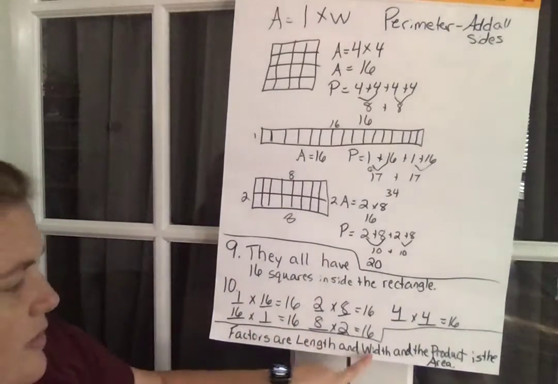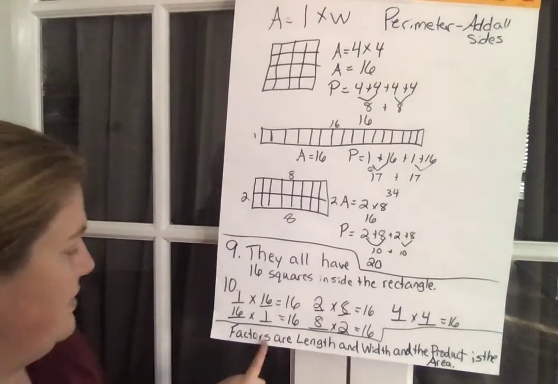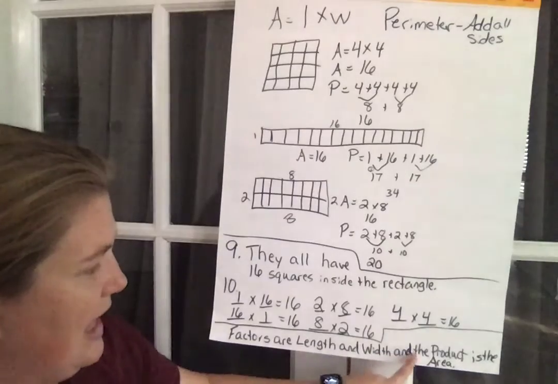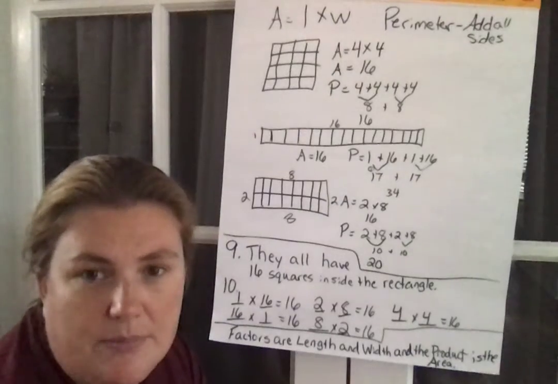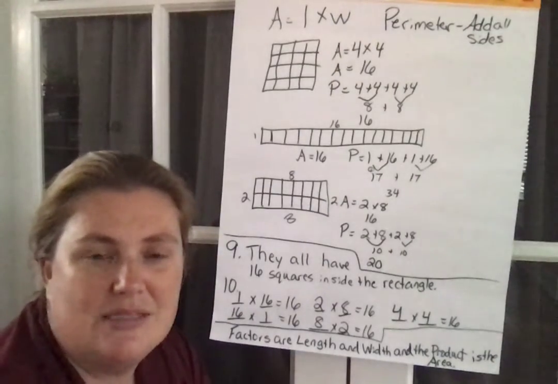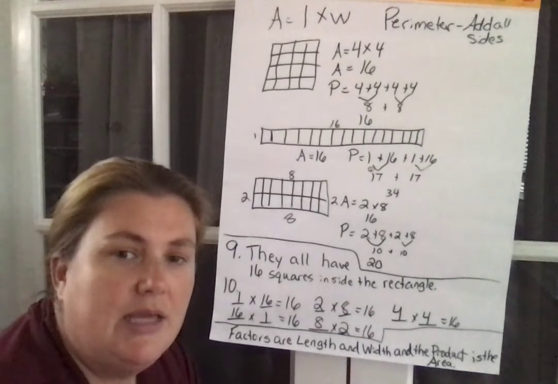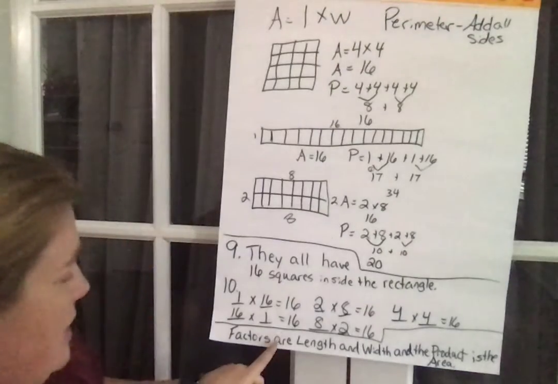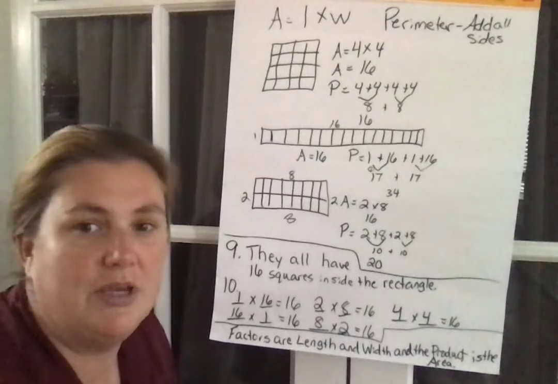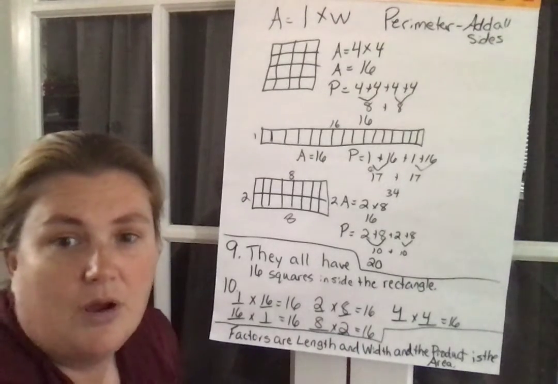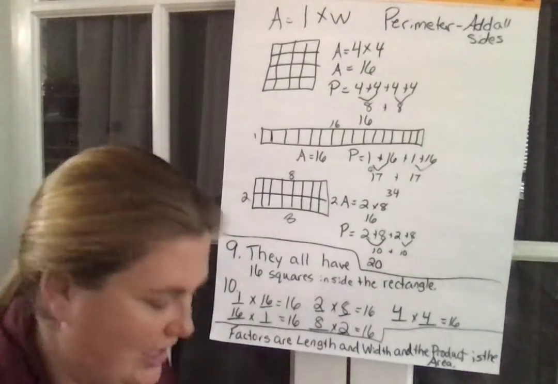Factors are your length and width, because remember in area we're doing length times width. So the factors are length and width, and the product is your area. To get the area, we have to multiply your length times your width. You could also say that your factors are your rows and columns, couldn't you? If you're drawing your picture, it's just like an array or an area model. That's why it's called an area model, because you're filling in with squares, so that makes your area.